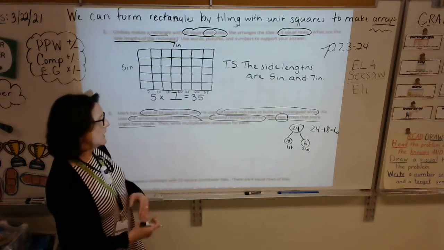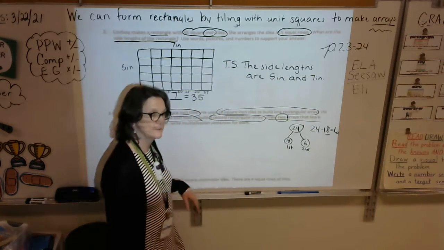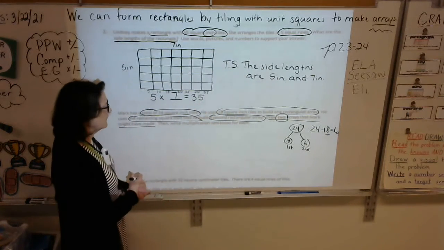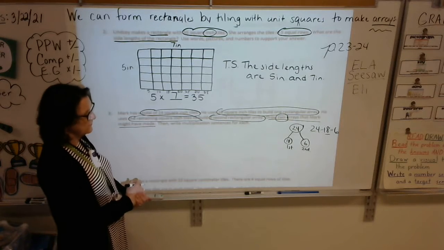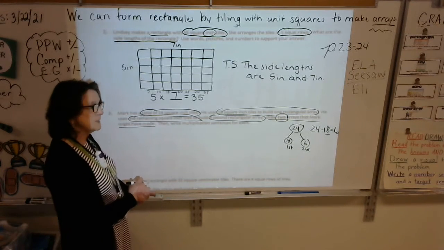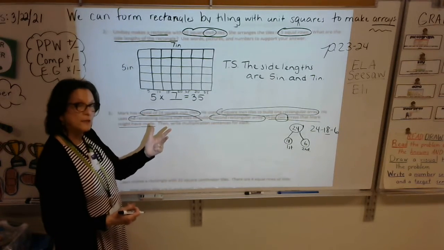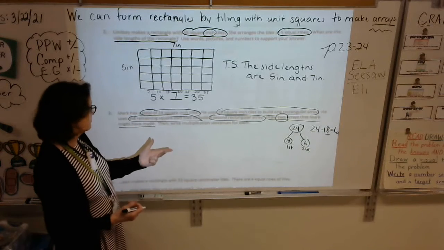Okay, so we need a rectangular array with 18 tiles. So I'm going to ask myself, what could I skip count to get a total of 18? Now the kids in our class earlier said, well, Mrs. Rita, I can skip count 6, 12, 18. So I could skip count by 6 3 times.